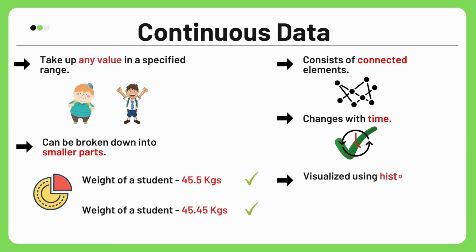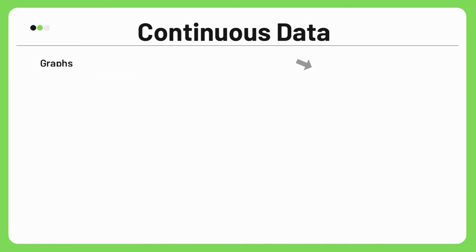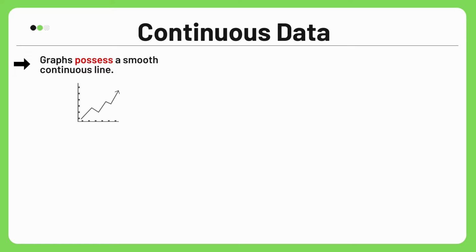Under statistical data analysis, continuous data can be easily visualized using histograms and scatter plots. If continuous data is plotted on a line chart, then the graph represents a continuous line rather than only points plotted in the case of a discrete data.